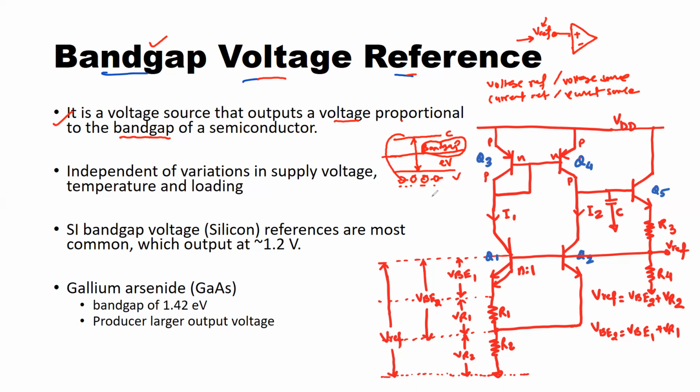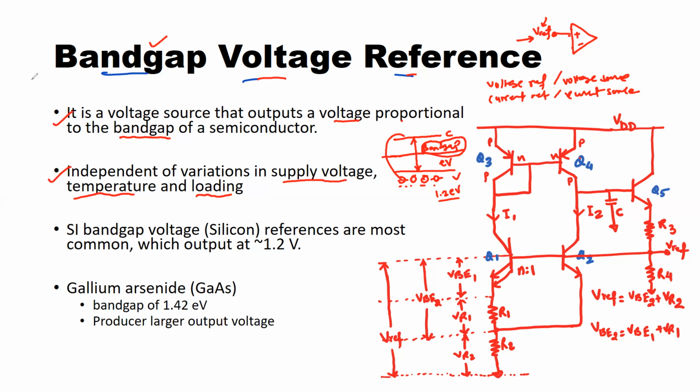In the case of silicon, that is about 1.2 electron volt, something like that. We need to cross-check again, but it's most likely that value. So that's why the name comes. And this voltage source has to be independent of the variations in the supply voltage, independent of the variations in the temperature, and also independent of the loading.